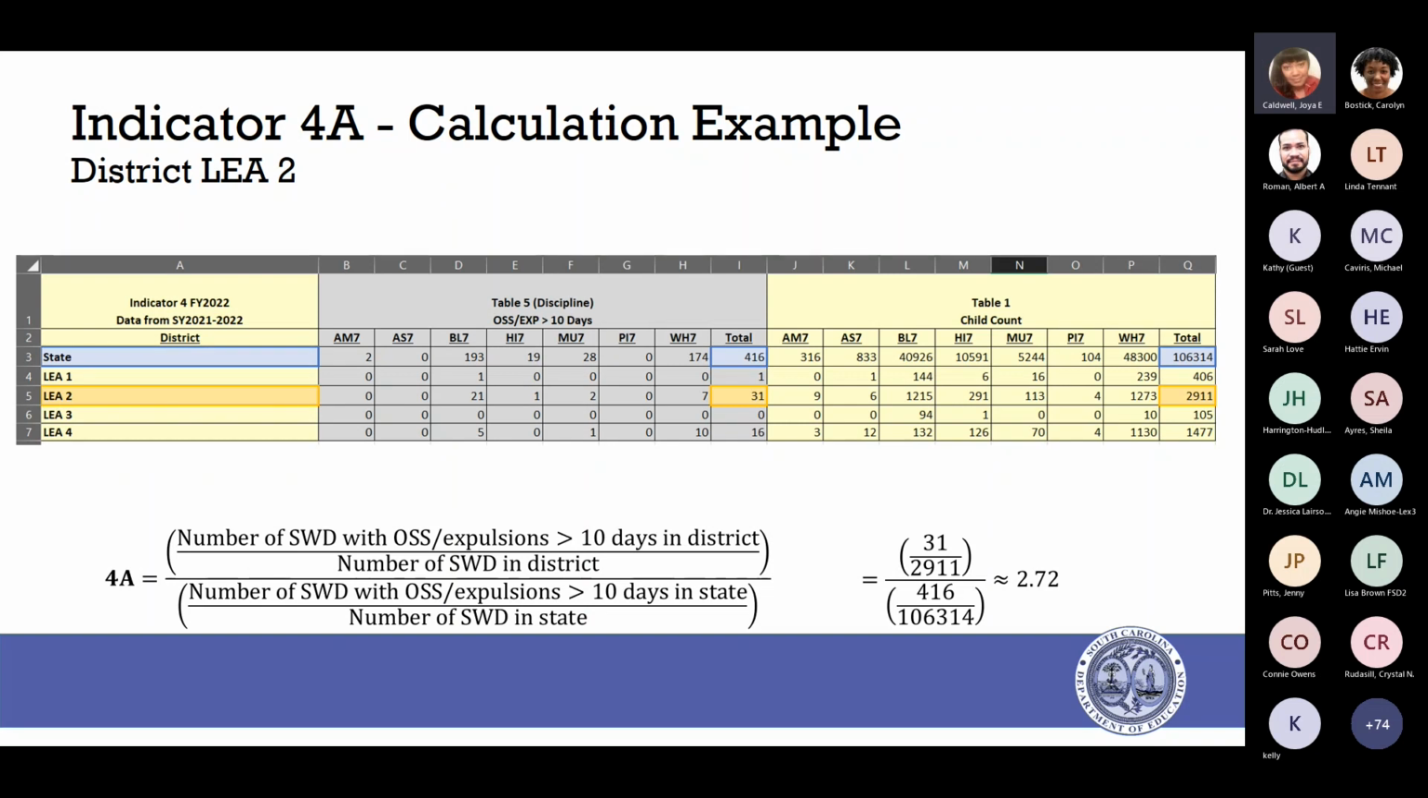Remember, since indicator 4 compares the district to the state, we calculate our denominator using overall state totals of 416 students with out-of-school suspension greater than 10 days out of 106,314 students with IEPs. Dividing the district's numerator by the state's denominator will produce a rate ratio of 2.72%, which we see here exceeds the threshold of 2.5 by 0.22%. Next slide, please.